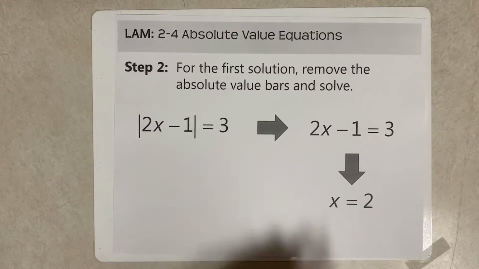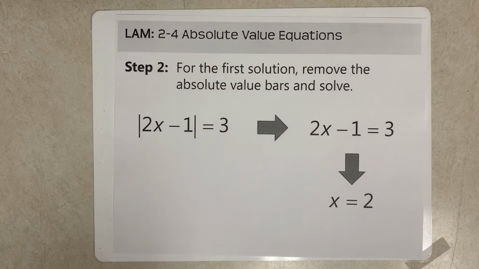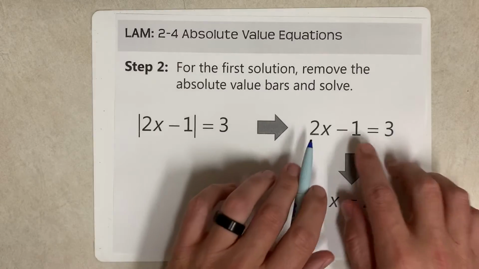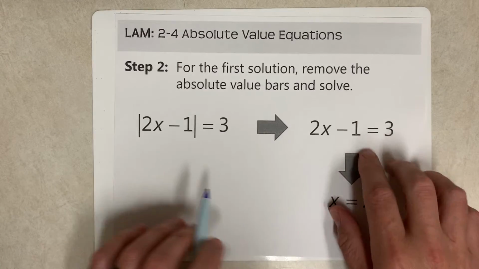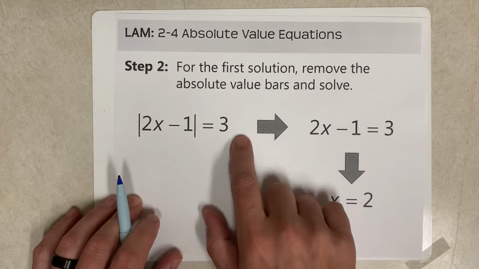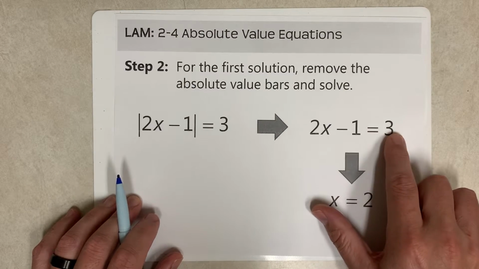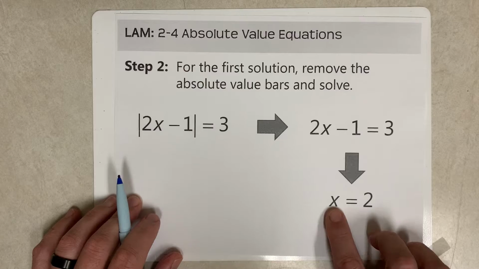Step 2 is, for the first solution, you're going to remove the absolute value bars and you're going to solve it. And so we start here. We remove the absolute value bars, and it's basically just the equation as it is without the bars, and you just solve it. So 2x minus 1 is equal to 3 is going to give you the solution of x equals 2.